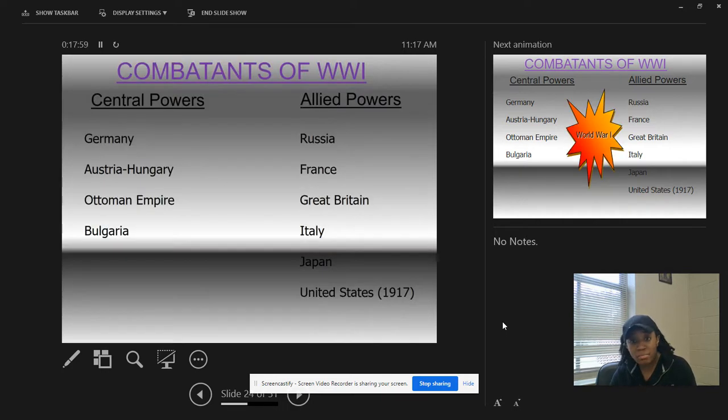So, here we go. Now you have the start of World War One, and you have the Central Powers versus the Allied Powers. On the Central Powers side, you have Germany, Austria-Hungary, the Ottoman Empire, and Bulgaria. And on the Allied Powers side, you have Russia, France, Great Britain, Italy, Japan, and the United States.